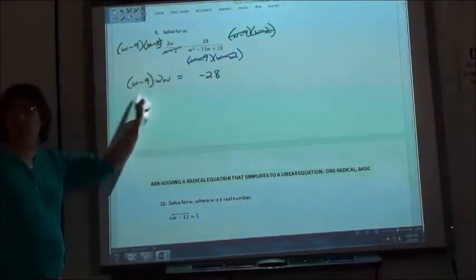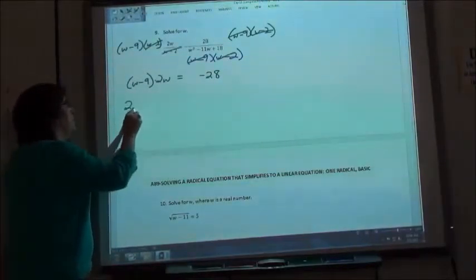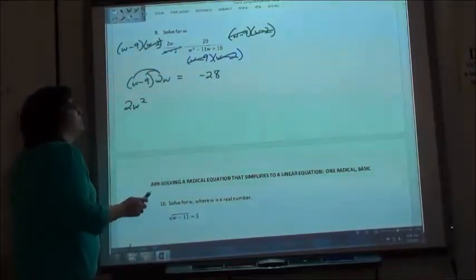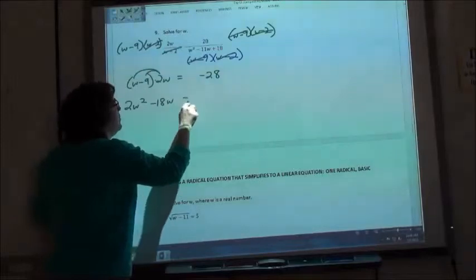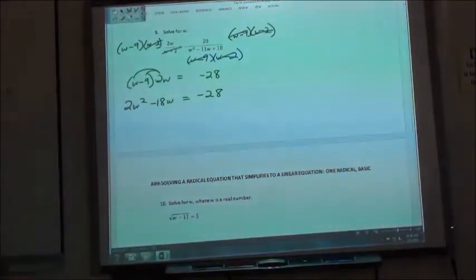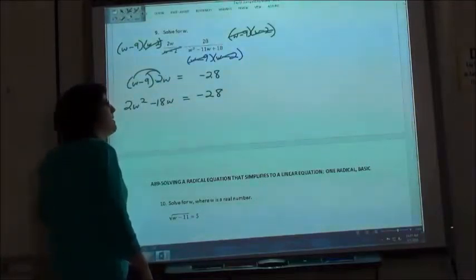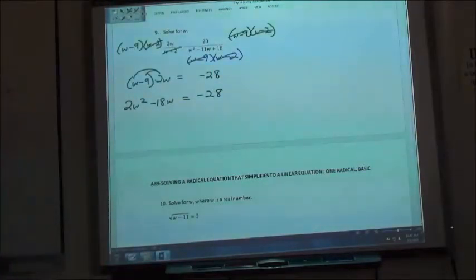Getting rid of the parentheses, what are we going to get? We are going to get 2W squared minus 18W equals negative 28. So we know we're working with a squared term. We have to have it equal to 0. It's not equal to 0, so what do we need to do? We need to move everything to the right.